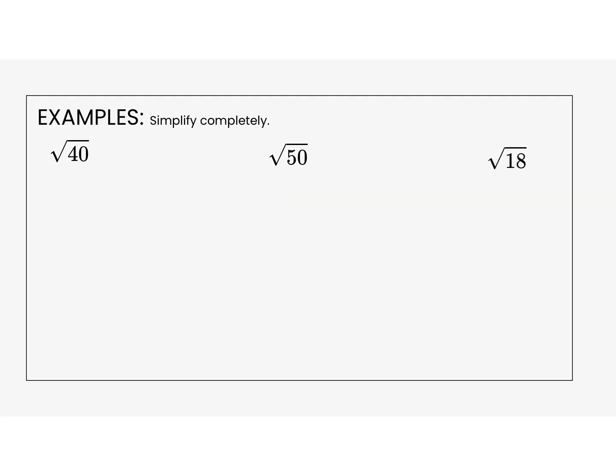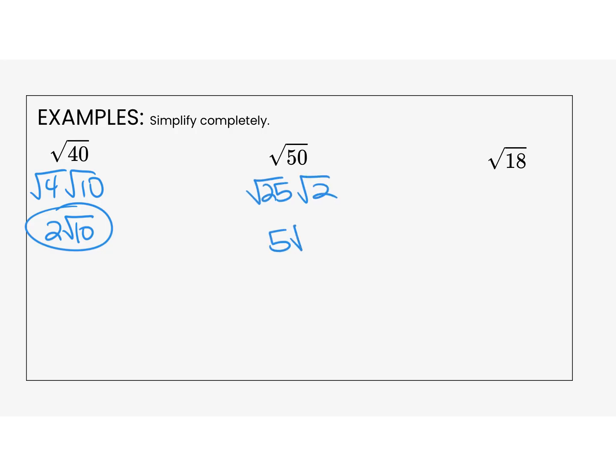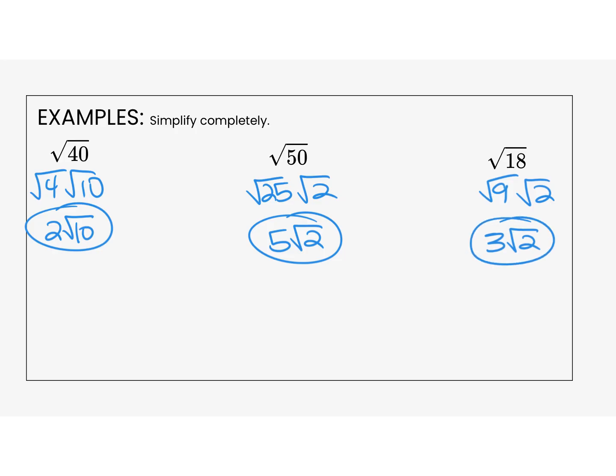We'll just keep looking at a few more examples. 40. Again, some people are like, oh, factors of 40 are 8 and 5. Well, 8 and 5, that's great, but neither of those are perfect squares, so we can't use those in this case. So I need to think about my perfect squares. So I know that 4 times 10 is 40, and 4 is a perfect square, so I would leave that as 2 root 10. 50 would be 25 and 2, so that would be 5 root 2. 18 would be 9 and 2, so that would be 3 root 2. Final answer.